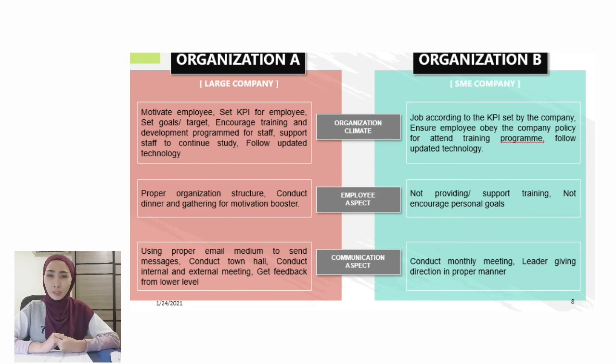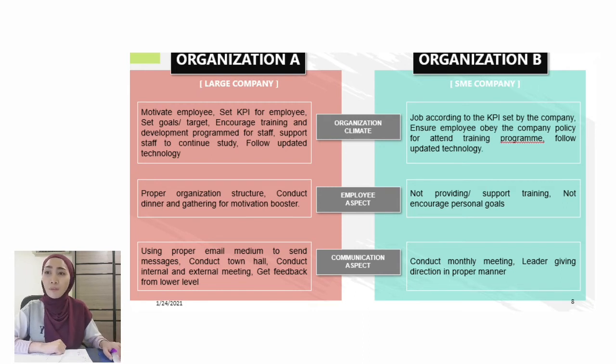And then the last but not least, of course, the communication aspect. When we're talking about the communication aspect, it must be the best. It must be two-way communication. So this is why each of these departments will conduct their own internal meeting between the team leaders and the staff at least once a month, because they will ask the staff if they have any issues with the work, if they have any problems with the work, or any other issues that might affect their performance.